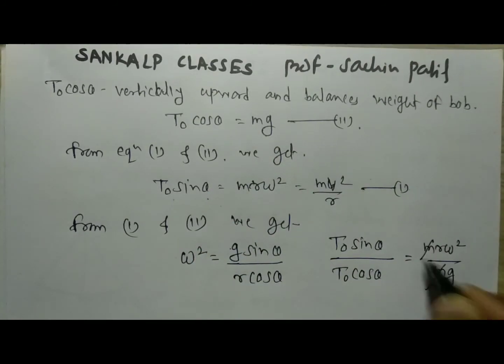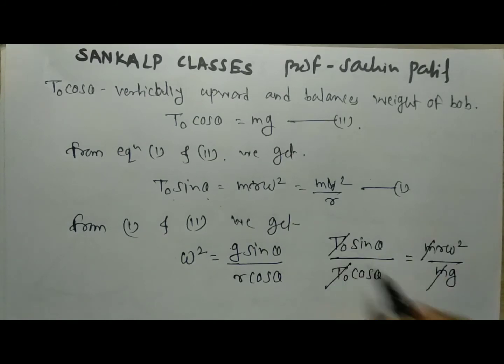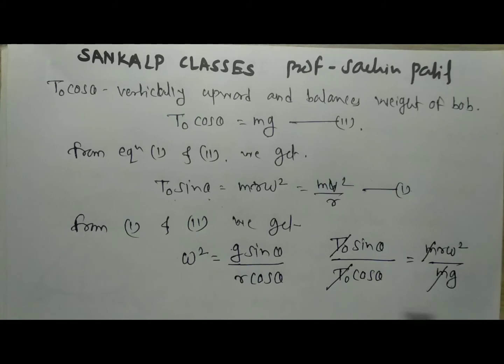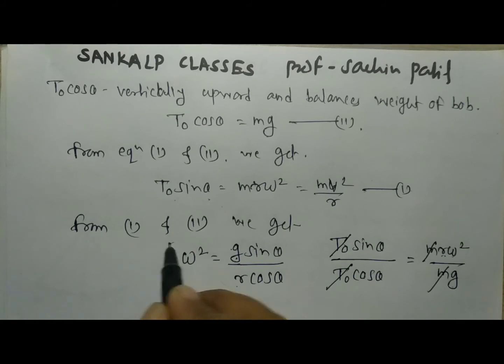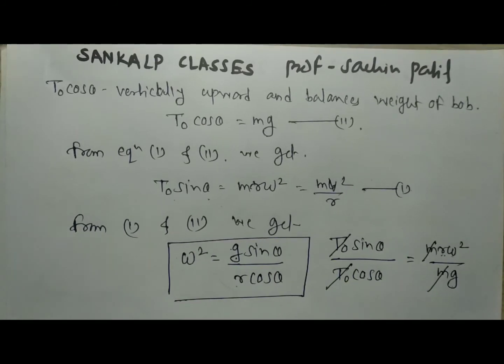M is cancelled out, and g and r are transferred. T0 is also cancelled. G is dividing here, so it will multiply, and r is multiplying here, so it will divide, and therefore omega square is equal to g sin theta divided by r cos theta.